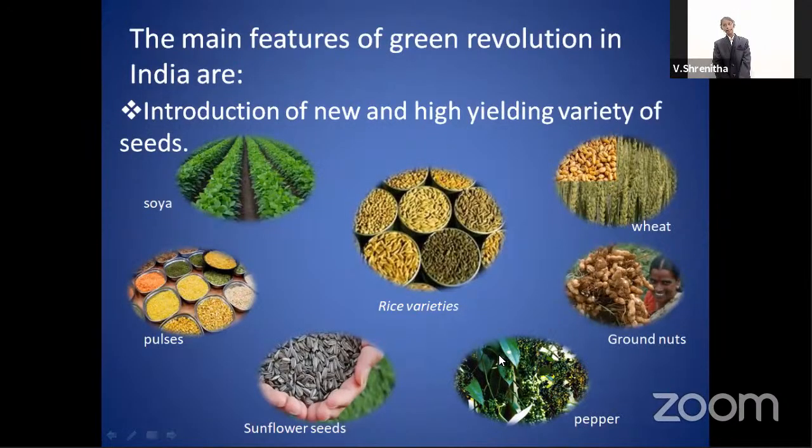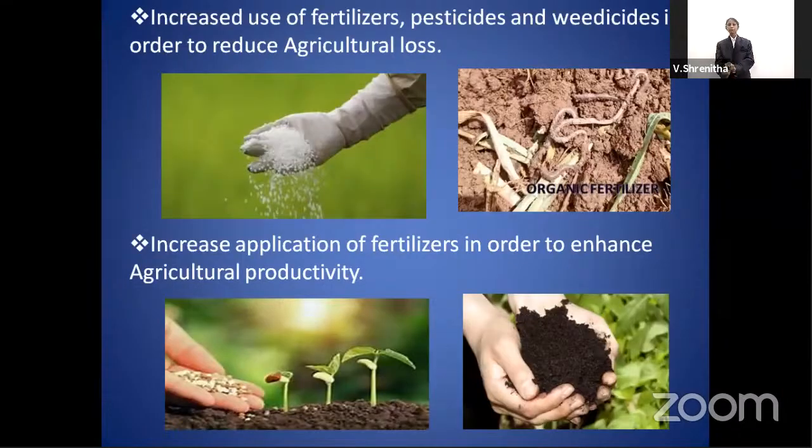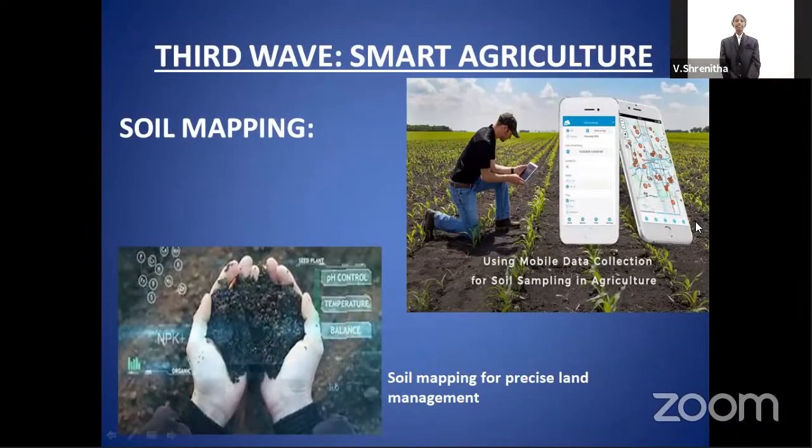Now, let us go into a very interesting topic, that is smart agriculture. But before going into smart agriculture, we should know the different things which the green revolution brought. So in the green revolution, there was increased use of fertilizers, pesticides, and weedicides in order to bring much agricultural produce. And not only that, the green revolution also brought increased application of fertilizers in order to enhance agricultural productivity. So this is all about the green revolution. I think you find it very interesting, right? So now let us move into the third wave, that is smart agriculture.